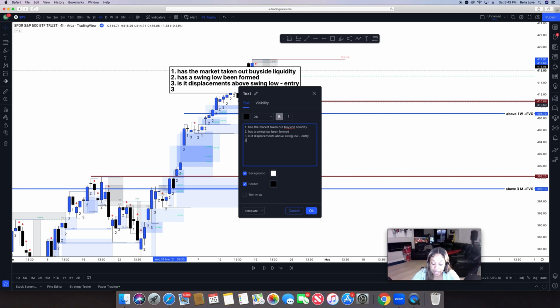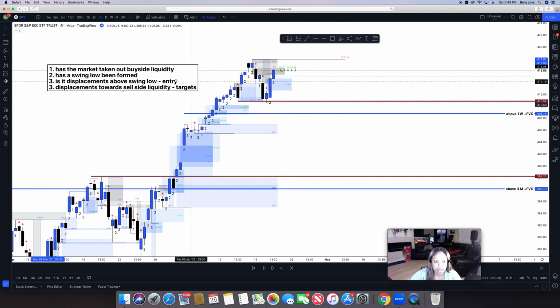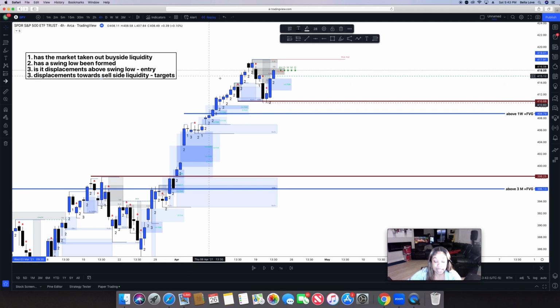And then your targets will be displacements towards sell-side liquidity. Okay, so this is just, real quick, an ICT sell model, because I think that's what this can possibly be.